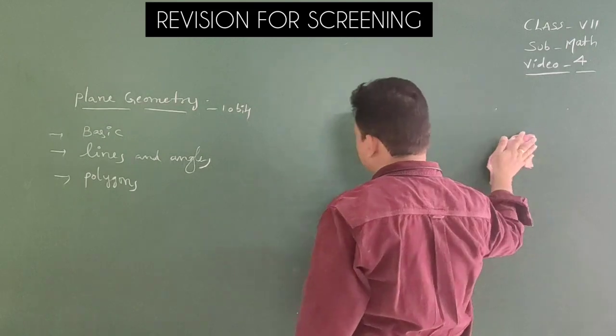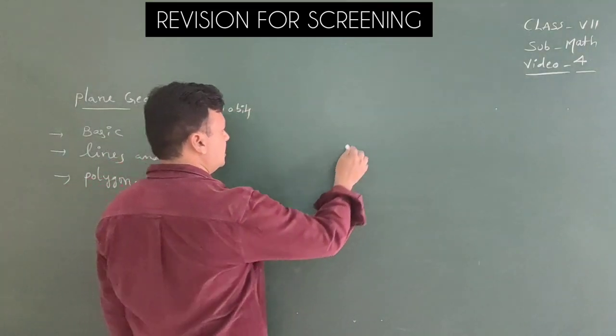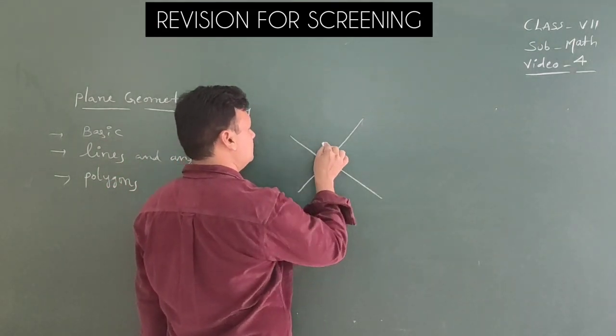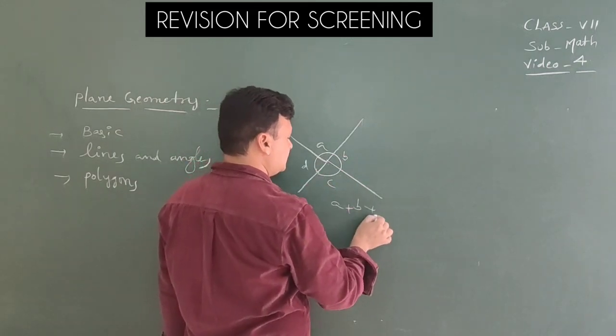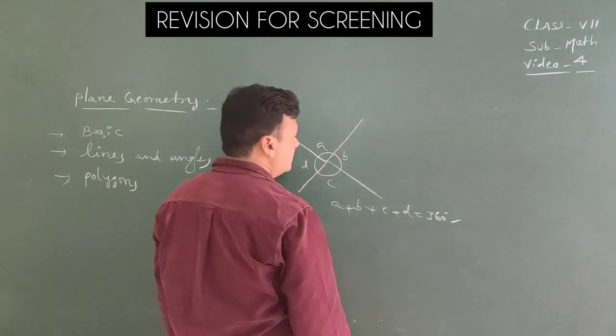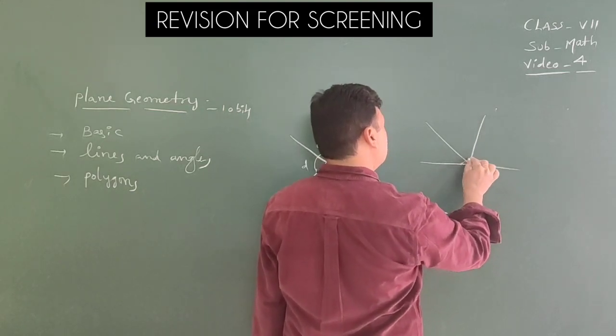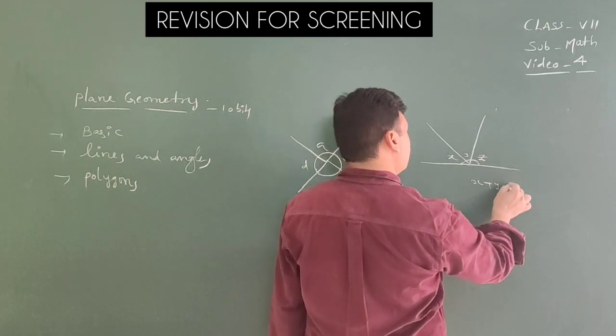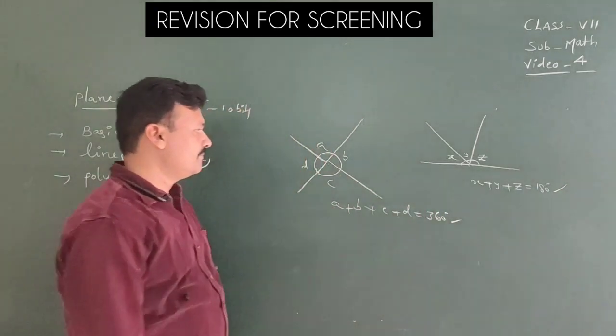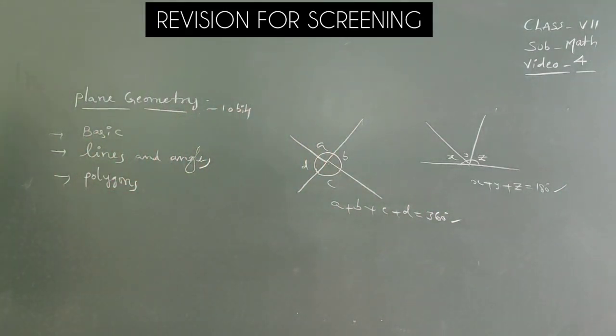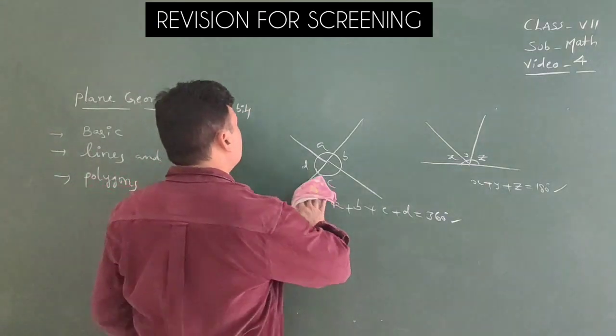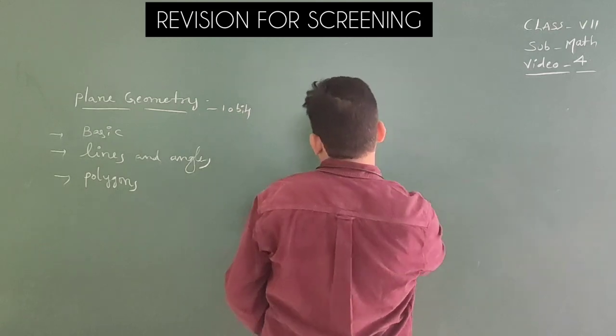Next, angles at a point measure 360 degrees. A plus B plus C plus D equals 360. Angles at a point on one side of a straight line measure 180 degrees. Angles at a point measure 360 degrees. These are the most important points.